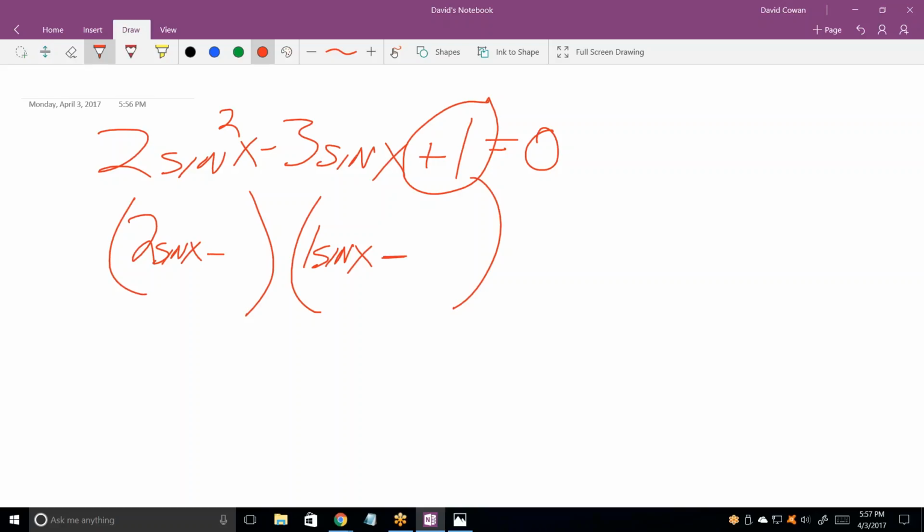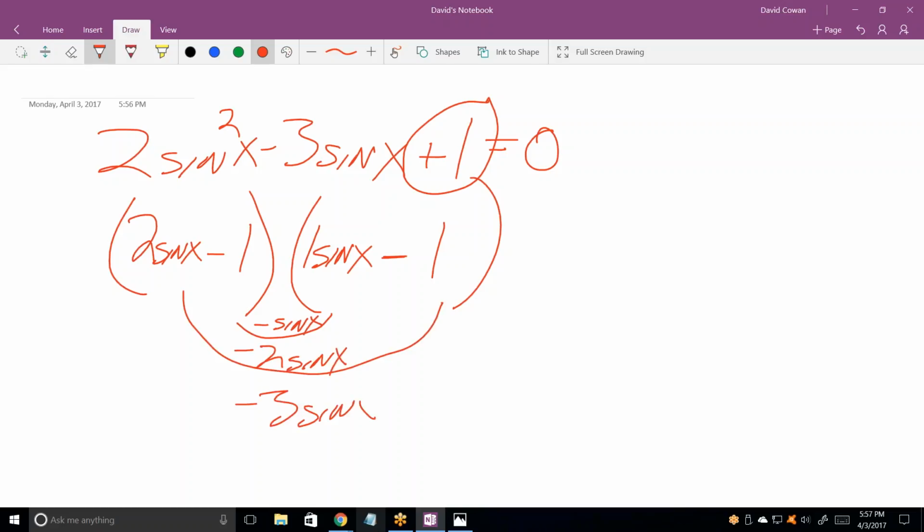Now the factors of 1, we don't really have any choices, 1 and 1. And if that doesn't work, we're out of luck. But if we check, that's -1 sine x, that's -2 sine x. Add those together, we get -3 sine x. That's correct. So it does factor like that.